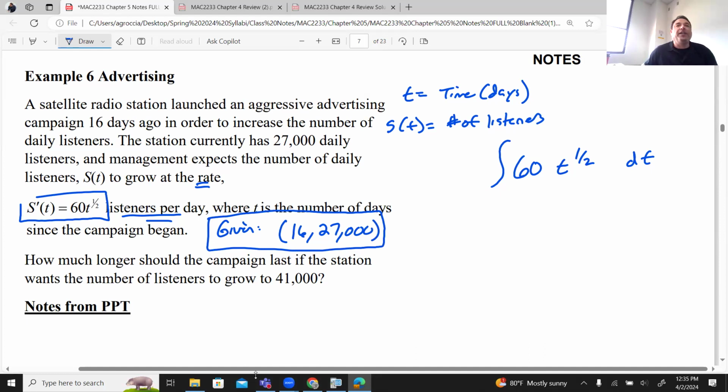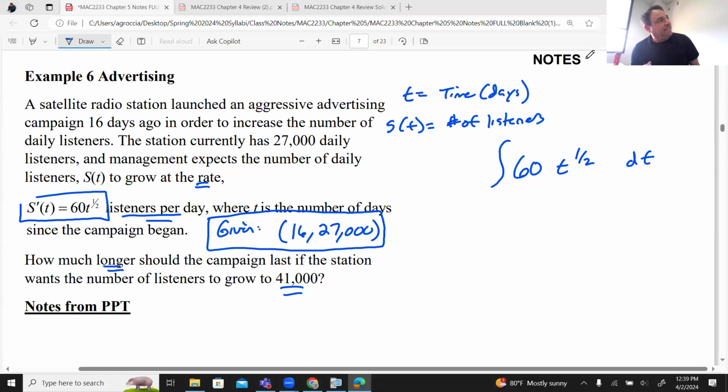So your job is to figure out the total number of listeners function and see if you can figure out how much longer until you get 41,000. That's the goal of this campaign, to get 41,000 listeners.